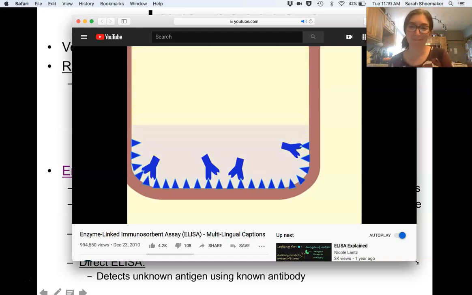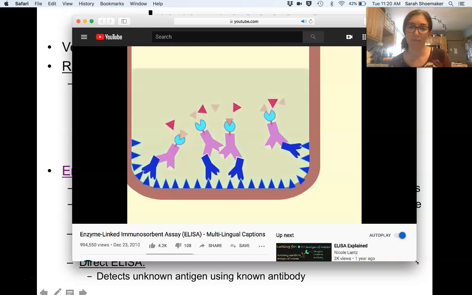Next, a solution of an animal antibody against human antibodies is added. This second antibody is covalently conjugated to an enzyme. The wells are washed again, this time to remove any unbound enzyme-conjugated antibody. Finally, a solution of a chromogenic enzyme substrate is added. The interaction of the substrate with the enzyme on the second antibody generates visible color.